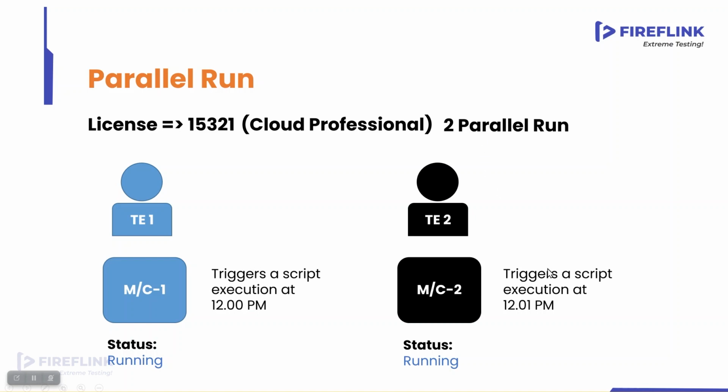What if there is a test engineer 3 and he is going to trigger the execution at the same point of time? He will be getting what status? Parallel run exceeded. Why? Because this particular license, how many parallel runs are there? Only two parallel runs are there, right?